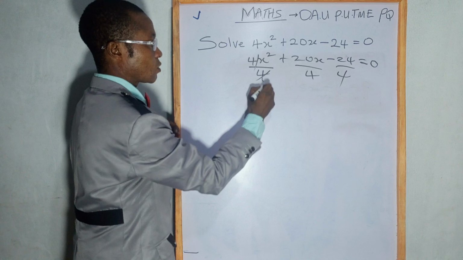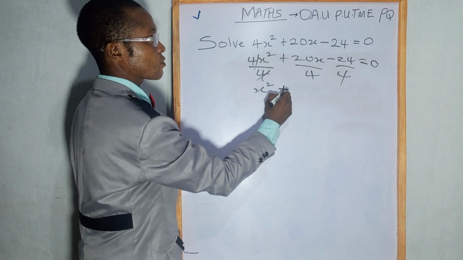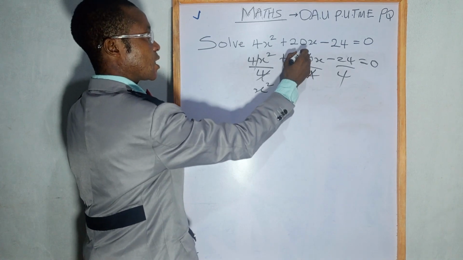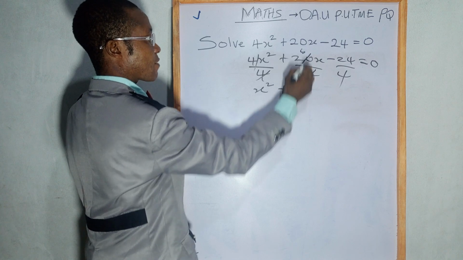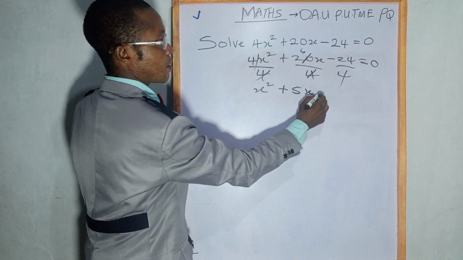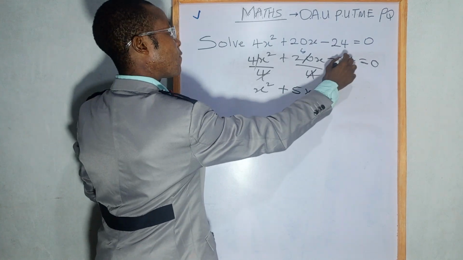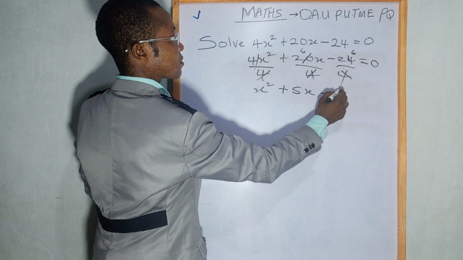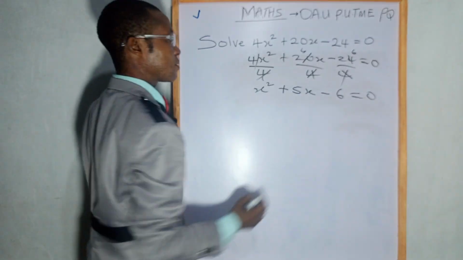You cut. We have x squared here, plus 4 comes here, 4 here, 1, 4 here. We have 5. We have 5x here, minus 4 here, 4 here. We have 6. That will be 6 here. Write 0.